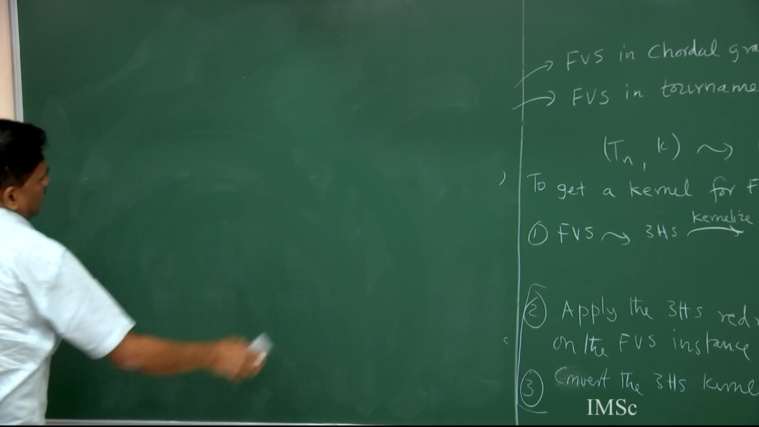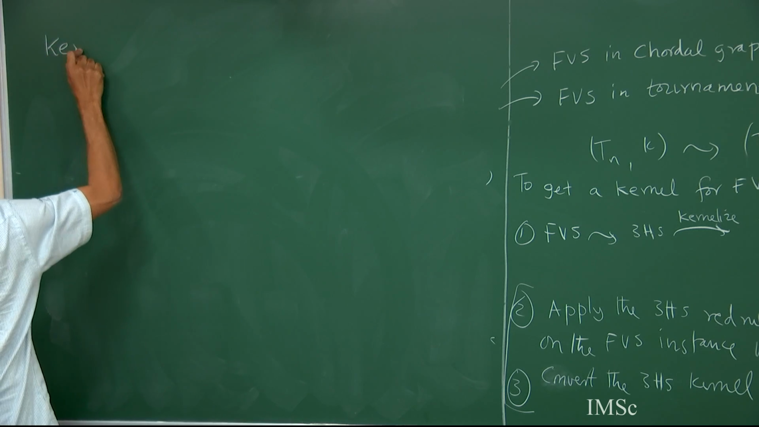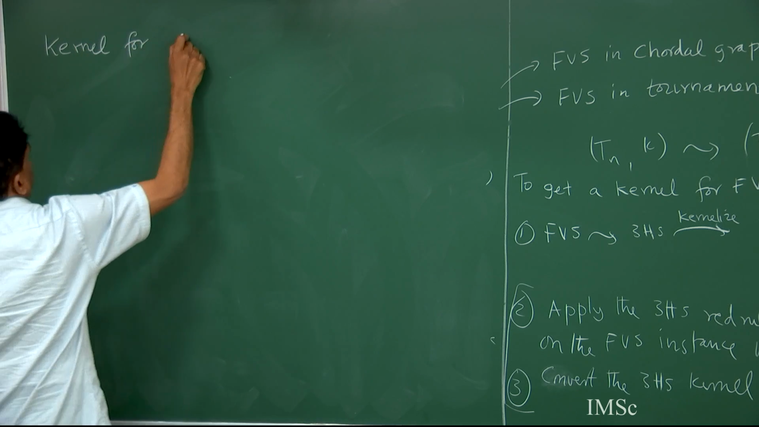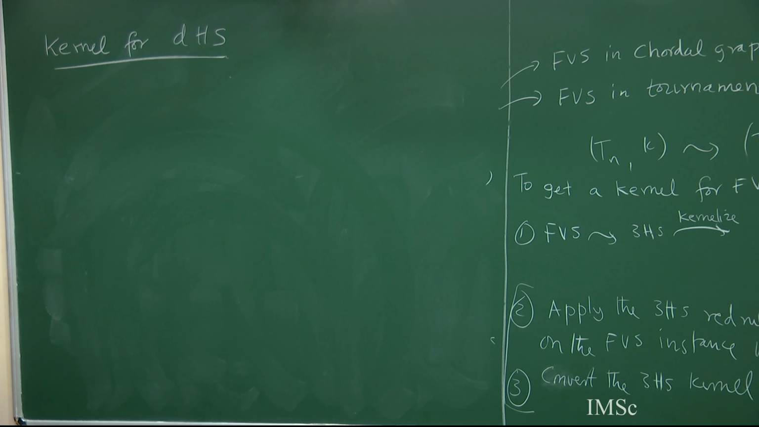I'm not very sure. So let's see how I would generalize this for a d-hitting set kernel. Recall the kernel for 3 hitting set was if a pair appears in more than k sets, then one of these elements has to be in the solution. So you replace those sets by this pair. This is one reduction rule, and then after that we argued that if a vertex appears in more than k square sets, then that vertex is forced, and then we argued k cubed kernel.